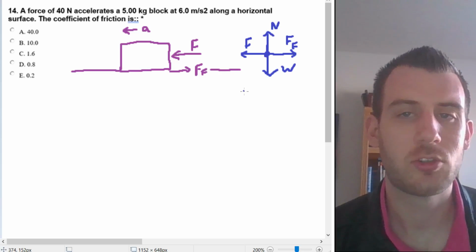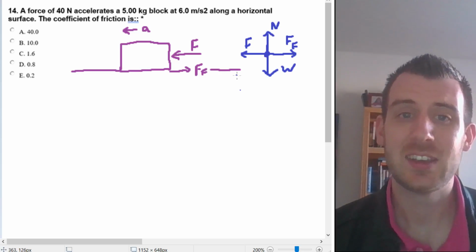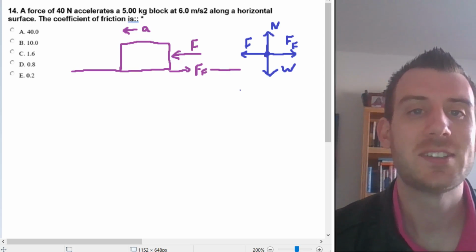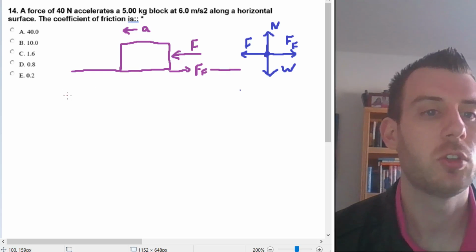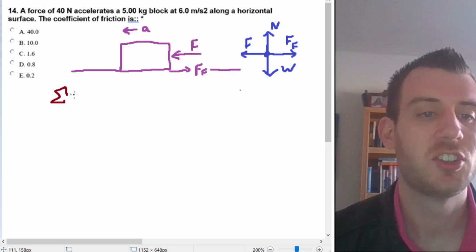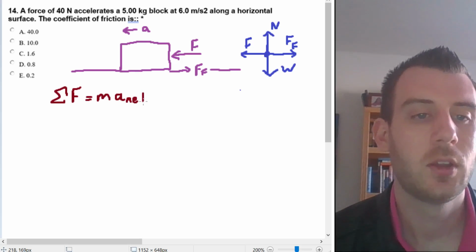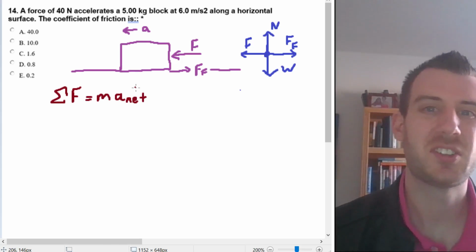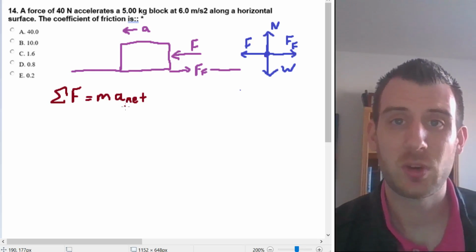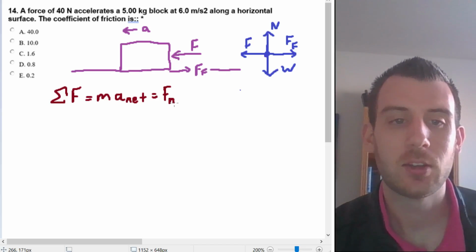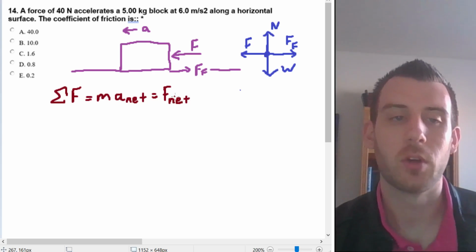A great equation to always start with whenever you're working on forces is the sum of forces equation, which is Newton's second law. Newton's second law is the official title given to the fact that the sum of the forces is equal to the mass times the net acceleration. I want to pause here and really stress that this is the net acceleration, which is equal to the force net. Net just means the resultant. The resultant means the result of all of these forces.